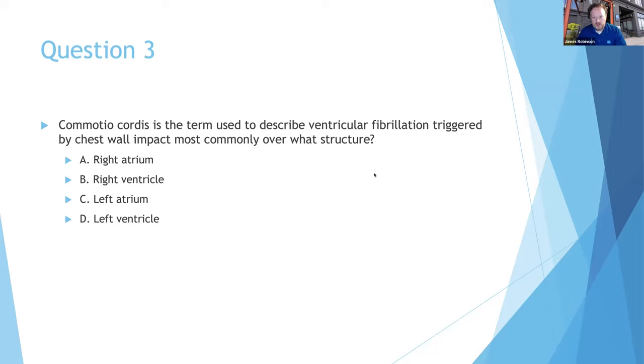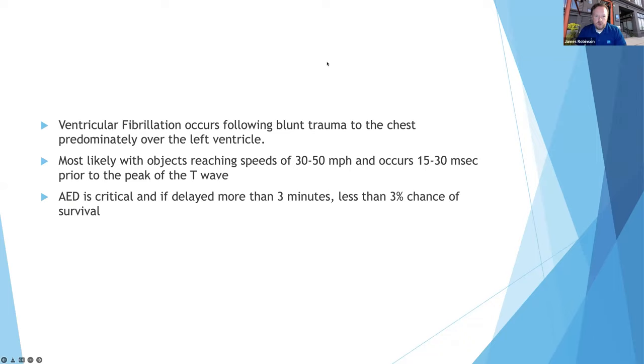Okay, so this one is a little bit more varied. Still the majority chose D, the left ventricle. About a quarter chose B, the right ventricle, a little less right atrium, and C, the left atrium. So the answer is D, the left ventricle. Ventricular fibrillation occurs following blunt trauma to the chest wall, predominantly over the left ventricle.